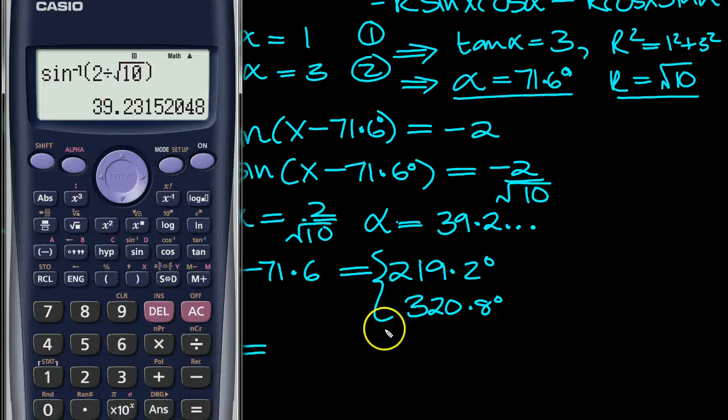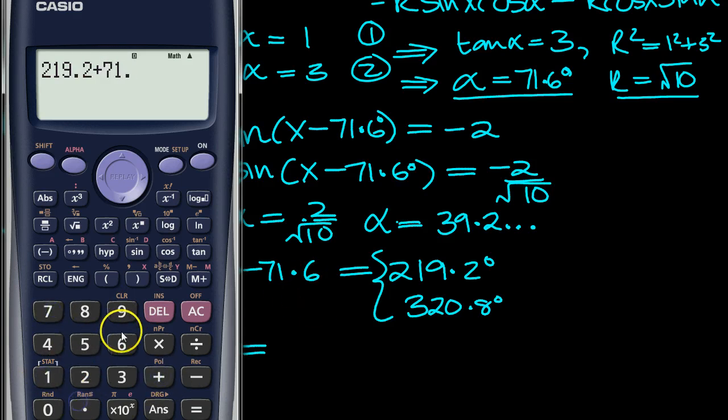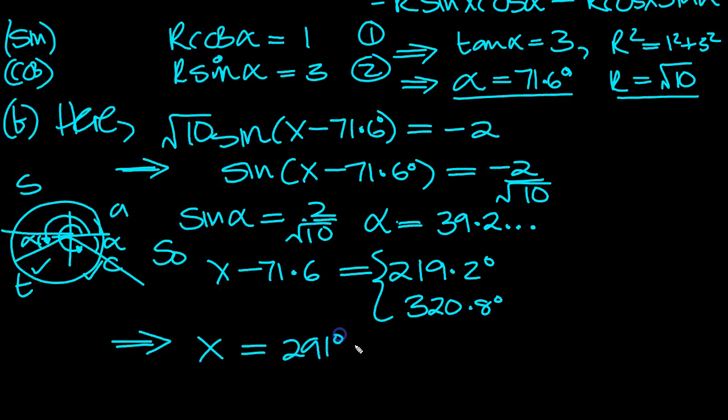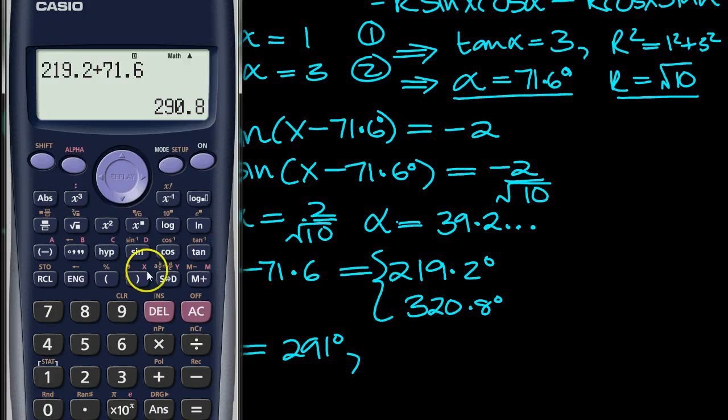Okay, let's tap it in the calculator. Move the 71.6 over to add to these. So it's 219.2 plus 71.6 equals 290.8, which is 291 degrees. That's to the nearest degree. And the next one is 320.8.